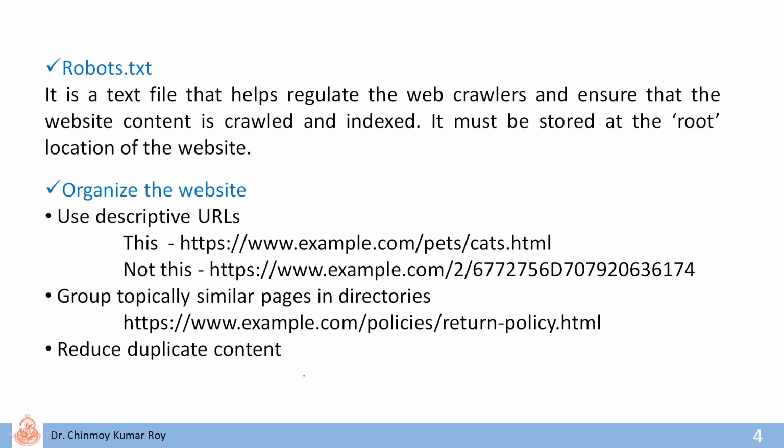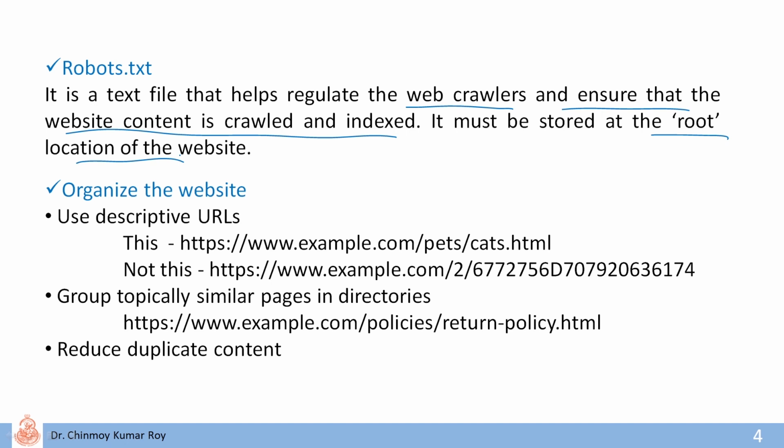So there are various ways. Robots.txt is a text file that helps regulate the web crawlers and ensures that the website content is crawled and accessed. This is a file that should be saved or stored in the root location of the website, which gives the overall information about your website and its content, and it facilitates the crawlers to crawl the information and to index it. So it facilitates the search engines in crawling and indexing your website content.